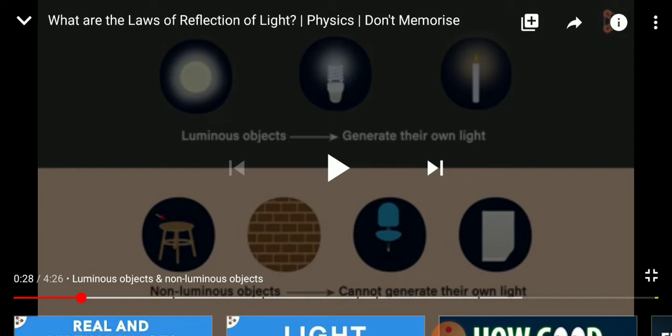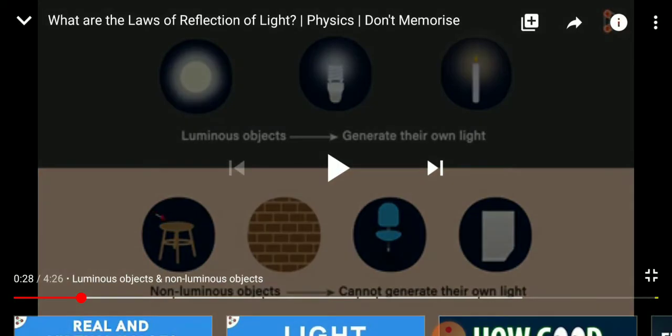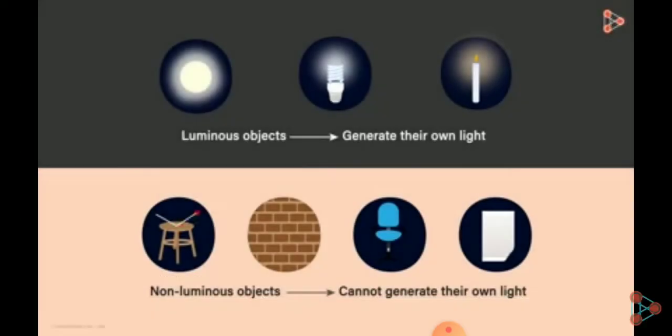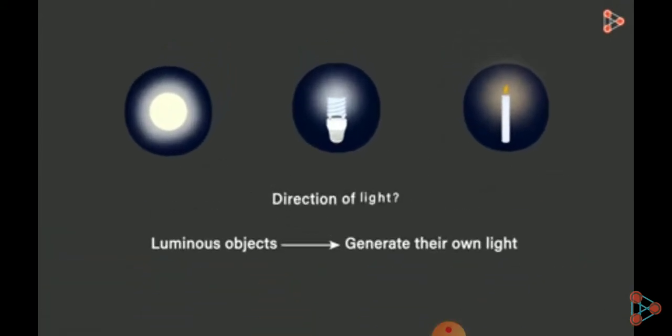And what are non-luminous objects? Objects that do not emit light of their own, for example, table, wall, chair. These are the examples of non-luminous objects. They cannot generate their own light. As you know, this light gets reflected by the non-luminous objects in all directions.